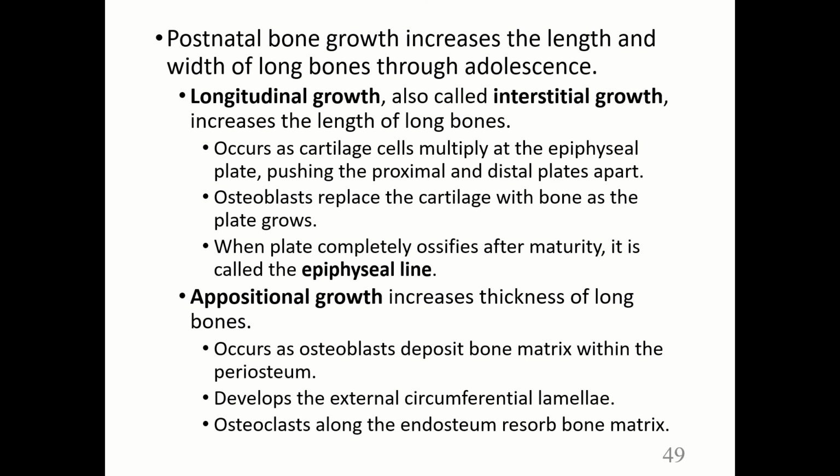Appositional growth increases the thickness of long bones and occurs as osteoblasts deposit bone matrix within the periosteum. This develops the external circumferential lamella. Osteoclasts along the endosteum will reabsorb bone matrix. This makes sure that the bone doesn't become too thick, because then it would be too heavy, too dense.